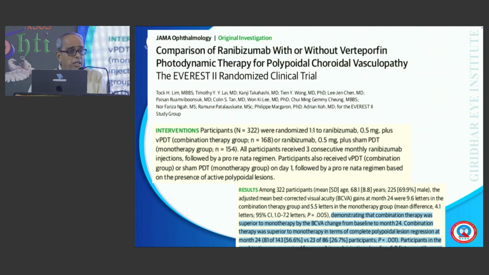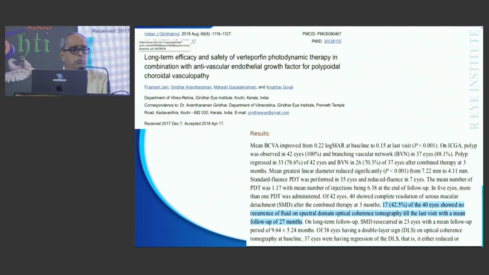So coming to the management of PCV, I still feel that PDT has a role. Combination therapy had already told us two things. One is increased rate of polyp closure. Two is reasonably good maintenance of visual acuity. Today, the management is purely based on OCT morphology. But personally, I feel that polyp closure also is important because polyp closure gives us a long period of quiescence from the disease.